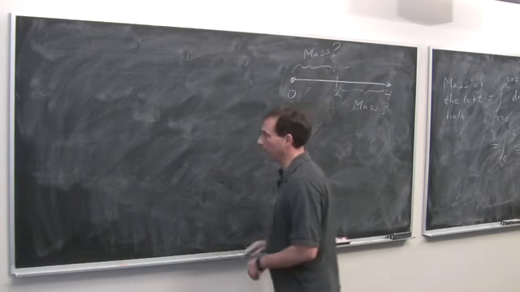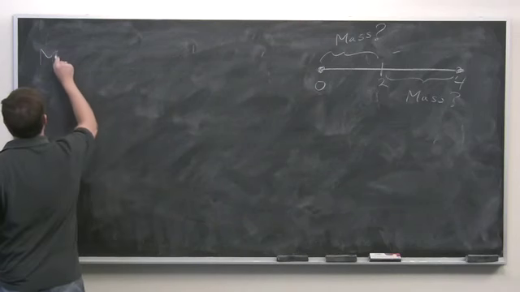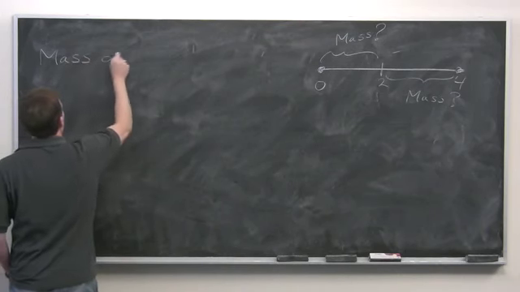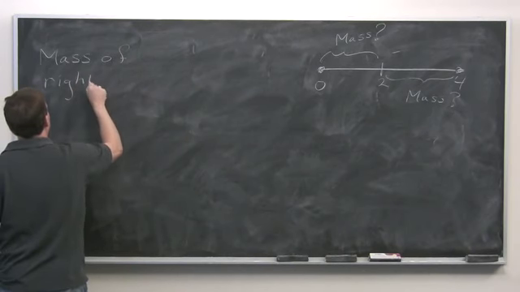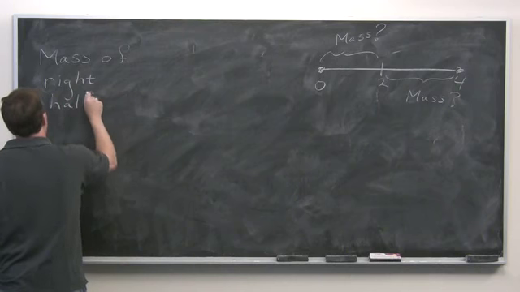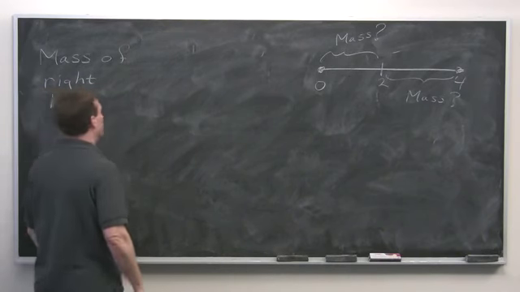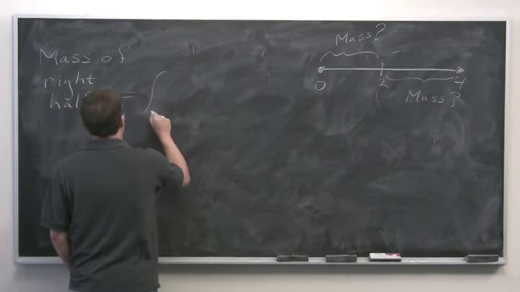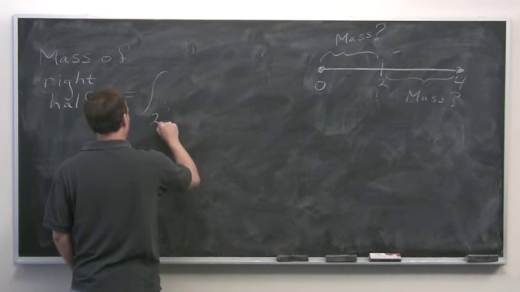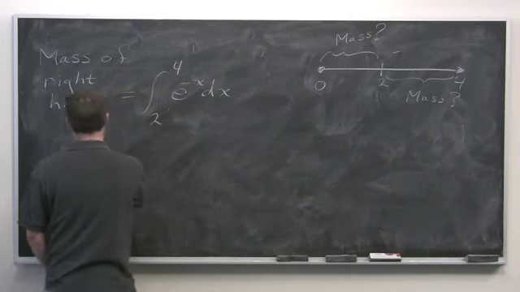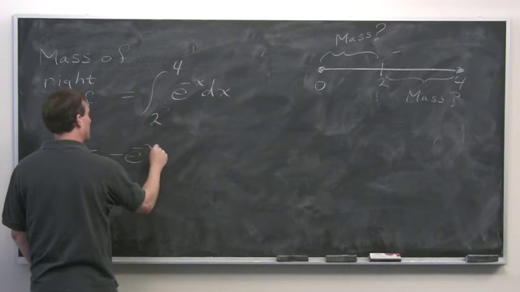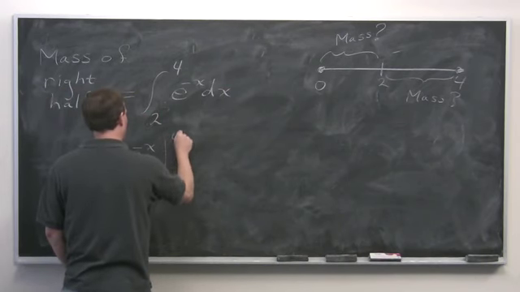So, the mass of the right half, which should be a lot smaller. Now you do exactly the same thing, except now you integrate from 2 to 4. So we'll just integrate from 2 to 4, e to the minus x dx. So you get minus e to the minus x evaluated from 2 to 4.